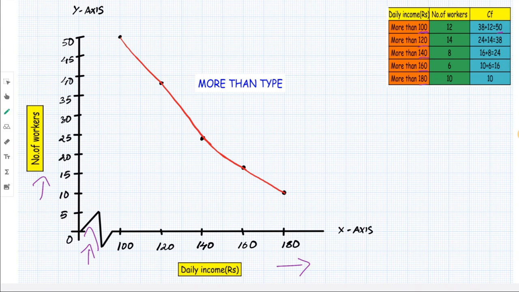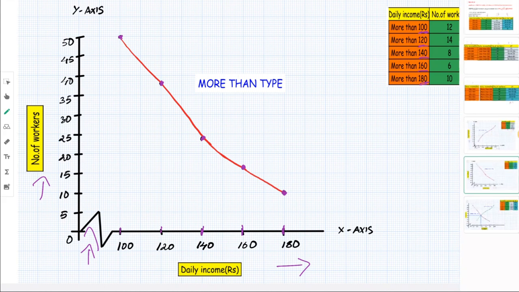So more than 100, the cumulative frequency is 50. So you can see here, 100 is here, then 50. All right, next, more than 120 is how much? 38. So 120 is here. I'm taking 38 to be here. More than 140 is 24. So 140 is here, then 24 is here. Then more than 160 is how much? 16, right? So 160 is here, then I'm taking 16 to be here. And the last, more than 180 is how much? 10. So 180 is here, 10. Once again, join the points by using your free hand, not a scale and pencil. All right, so that's how we'll be drawing for more than.